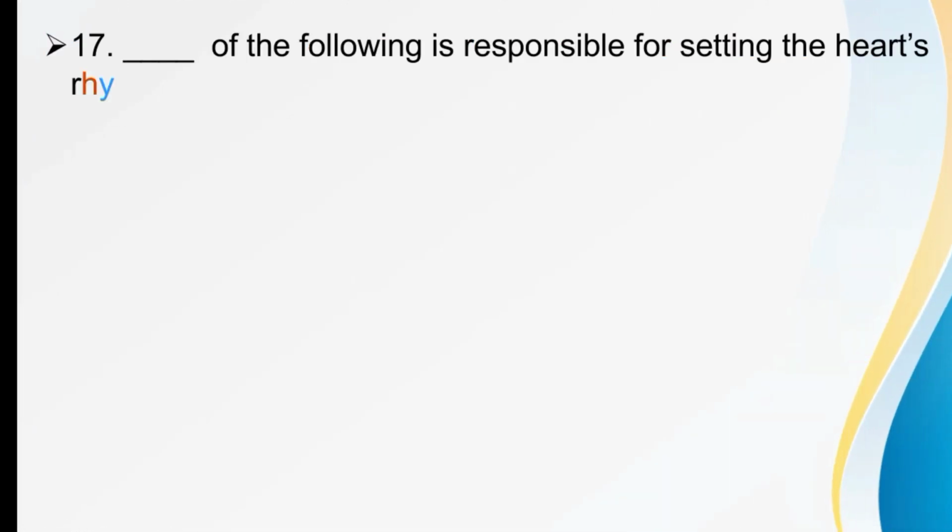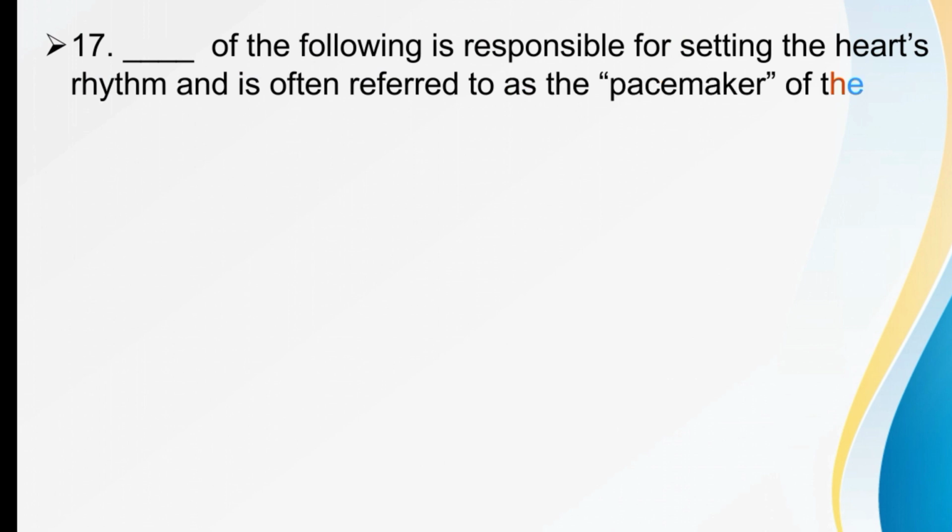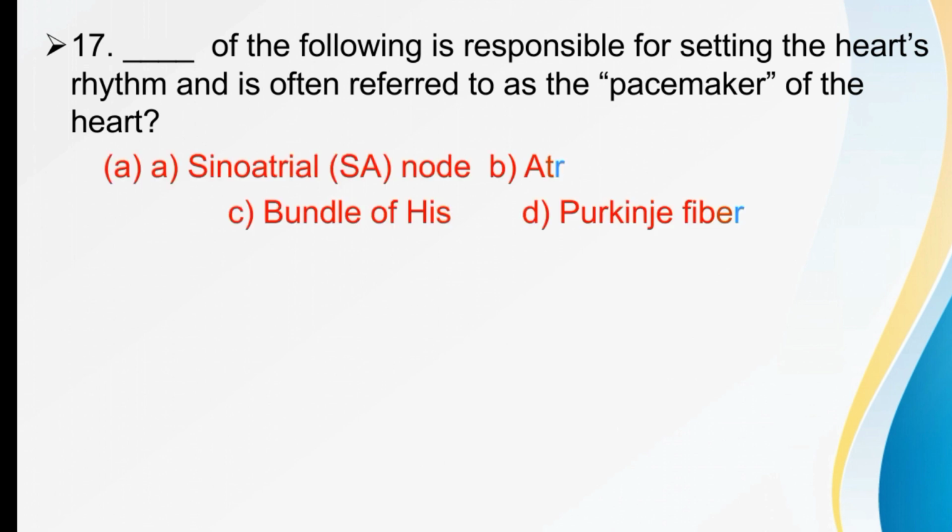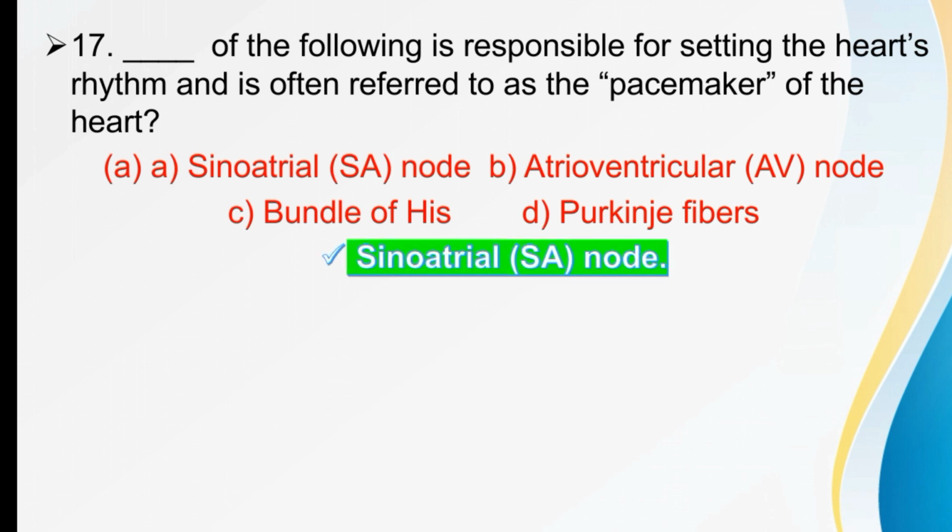Which of the following is responsible for setting the heart rhythm and is often referred to as the pacemaker of the heart? Our options are sinoatrial node, atrioventricular node, bundle of His, or Purkinje fiber. So the right option is sinoatrial node.